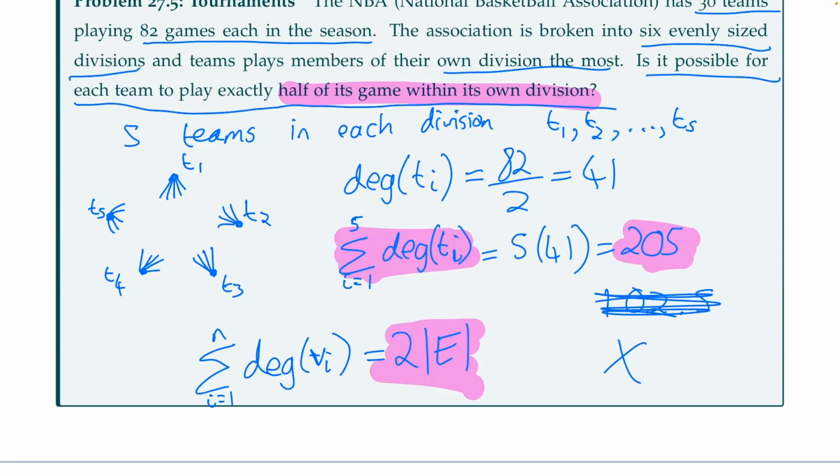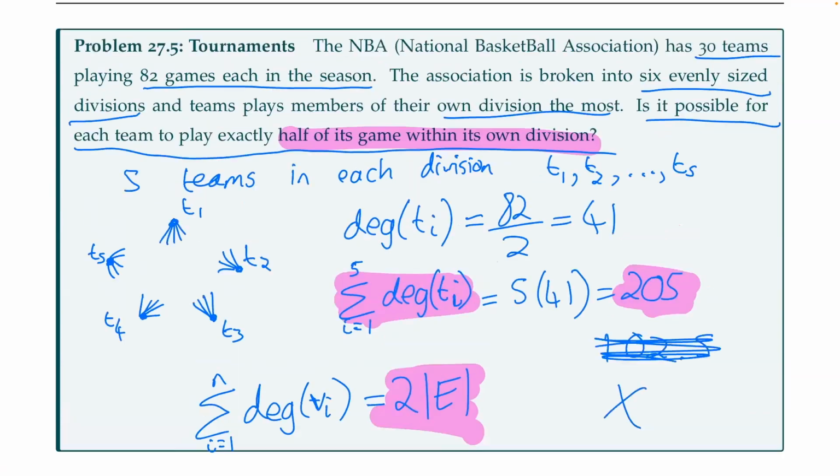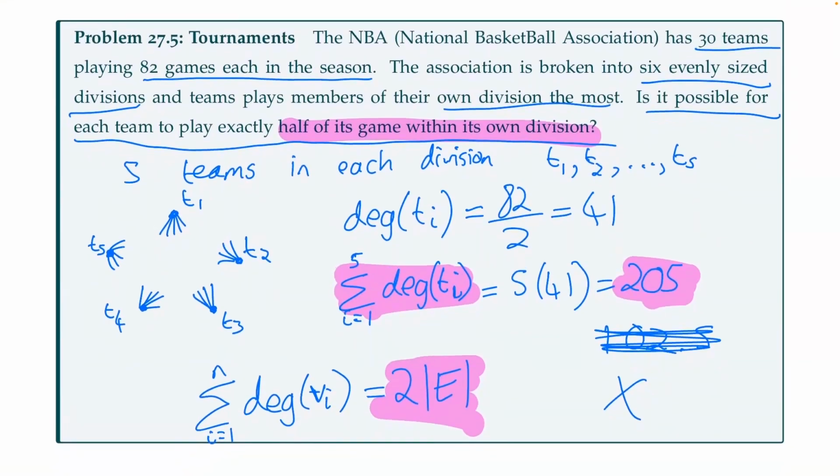So it's a nice, simple way of understanding quite a complex problem of how we do this scheduling. We can say that we can't have each team within this division playing half of its games within the division, because we know that we need 2 times the number of edges, but 2 times the number of edges here would have to be an odd number. Yes.